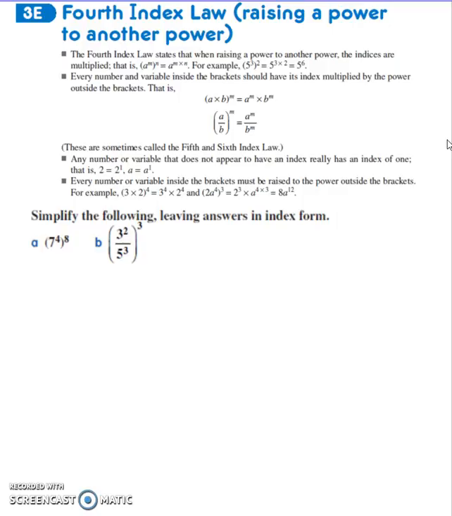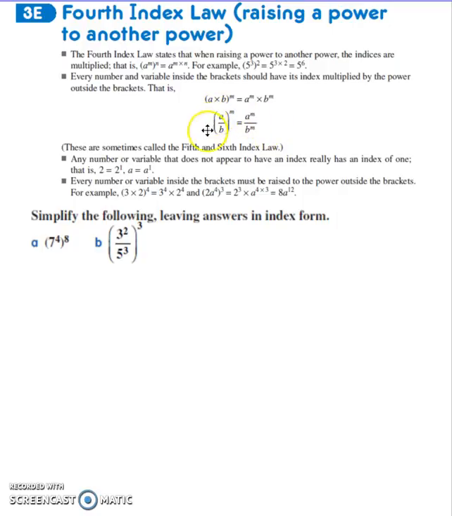Alright, so there's a couple of different ways, so we'll go through a couple of different questions here, and it should make sense pretty quickly and hopefully you get your head around it fairly well. So if we look here at the first part, you've got (a times b) to the power of m. So what we do is we multiply everything inside the brackets by the power outside of it. So you've got a to the power of m times b to the power of m for that one.